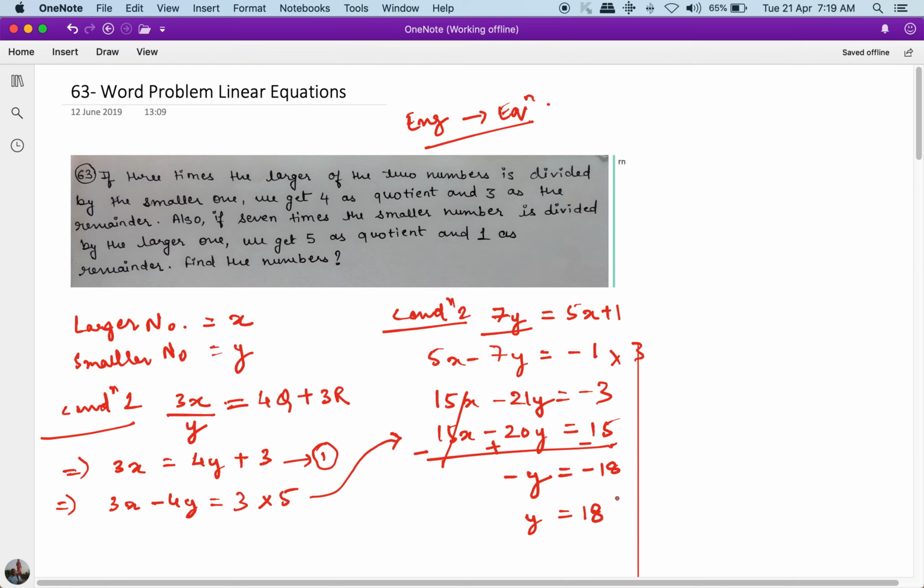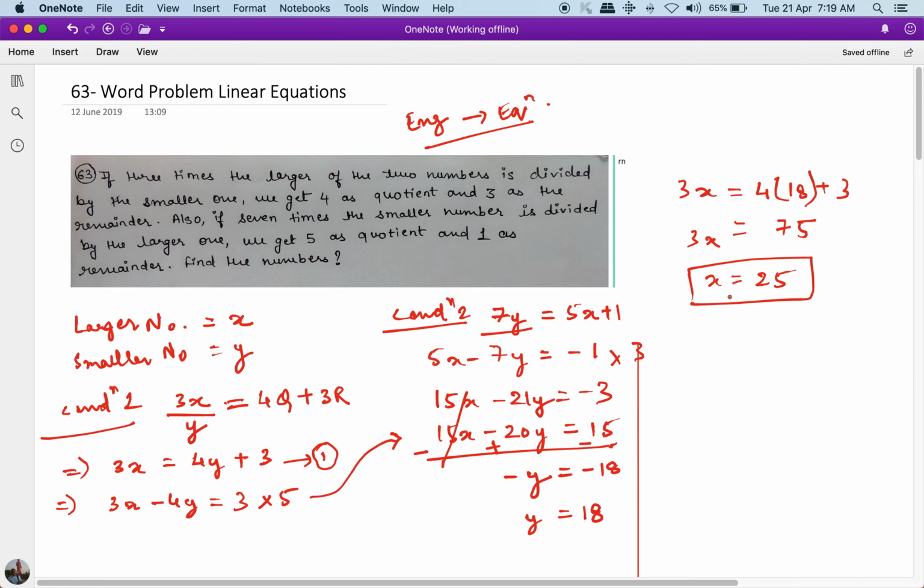And if y is equal to 18, and we put this in the first equation, that is 3 times x is equal to 4 times y, which is 18, plus 3. We have 4 times 18 is 72, and 3, 75. 3x is equal to 75, and this means x is equal to 25. So these are the two numbers: the larger number is 25 and the smaller number is 18. And this, my friends, is the solution to the question.